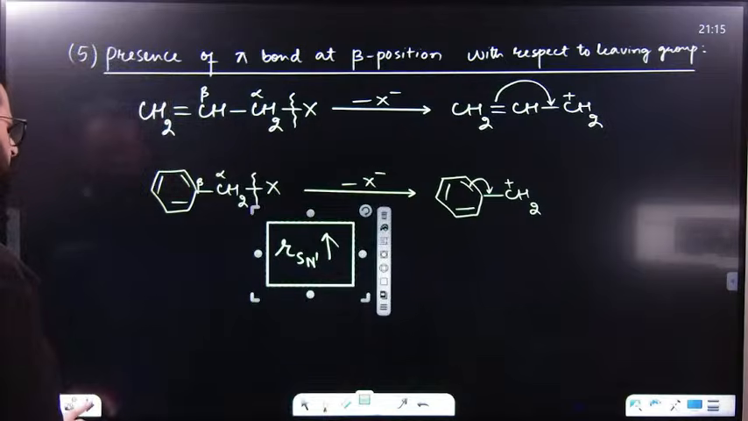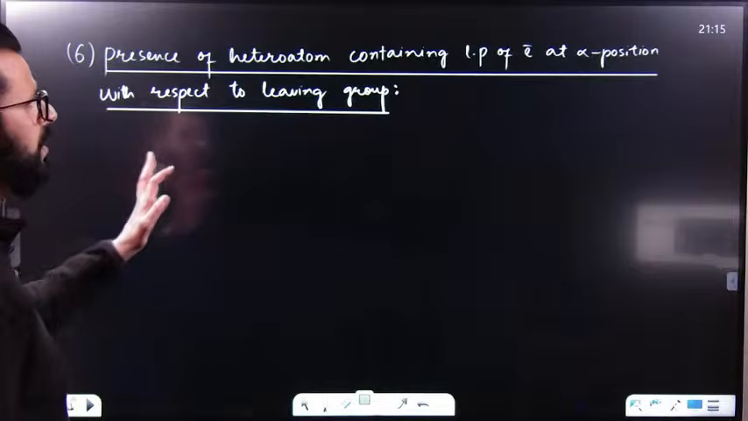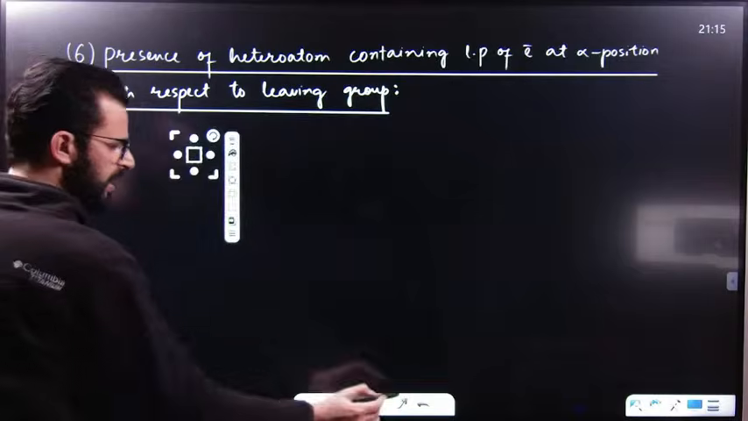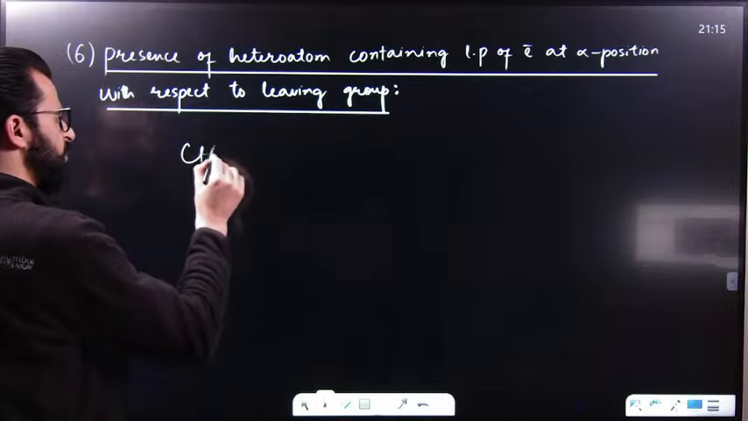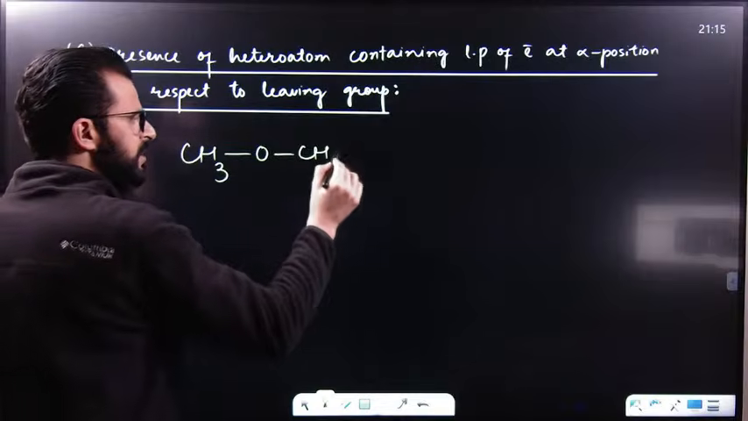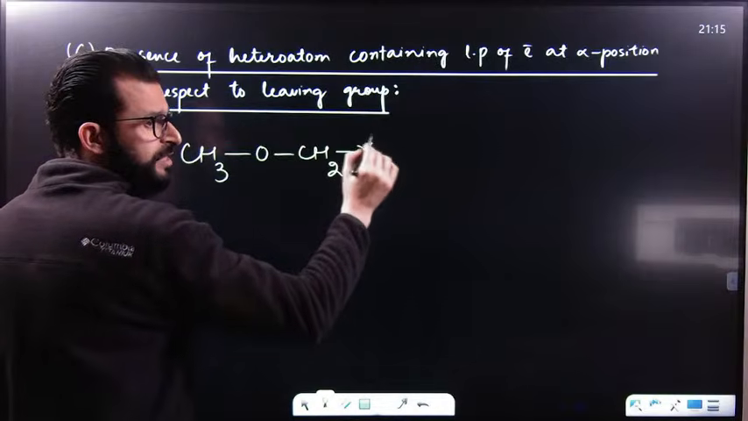After that, the next condition is presence of a heteroatom at alpha position with respect to leaving group. Have a look. If I write like this, this is what we call the leaving group.